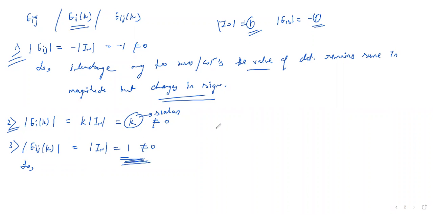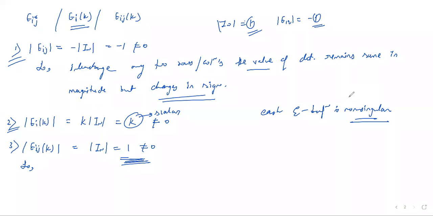So from this we can see that each elementary transformation is non-singular, as its determinant is not equal to 0. So each transformation is non-singular, and as these are non-singular, they possess an inverse. Now we look at the inverses of these elementary transformations.